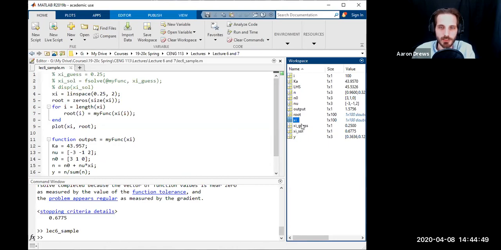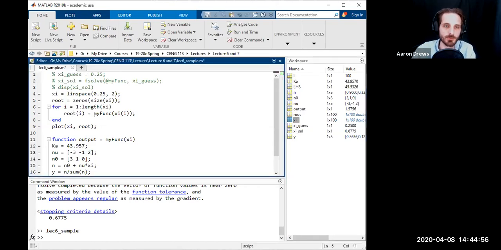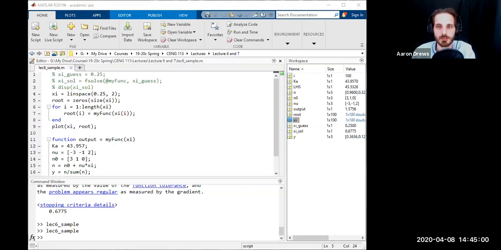I'm just tracking down a mistake right here. Yes, I is equal to 1 to the length of I, not just the last element. Thank you, Max. There we go. Let's dock this.